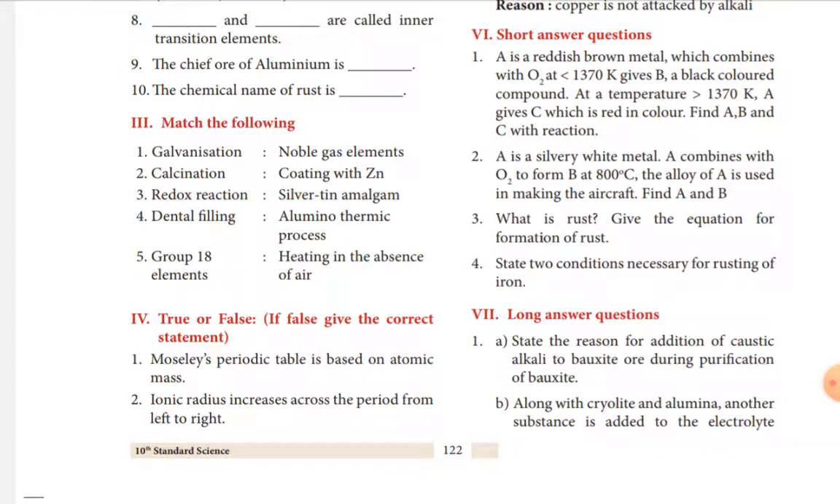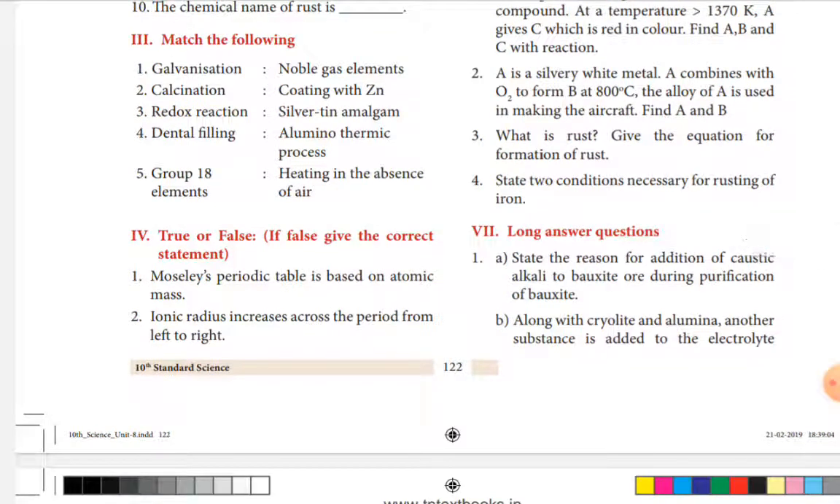Then group 18 elements are nothing but noble gas elements or inert gases or rare gases, that is in the 18th group. Then Roman letter 4, true or false. False, give the correct statement. Mostly the periodic table is based on atomic mass. So this is wrong. The modern periodic table is based on atomic number. The last word, mass, you have to correct to number, and you have to rewrite the correct statement.